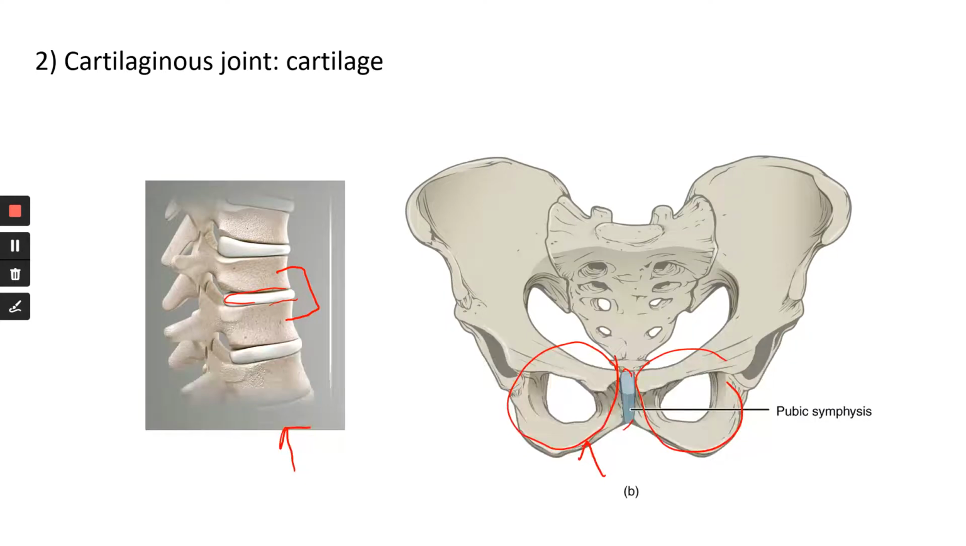So think about your spine. You can do some movement, right? It allows you to move a little bit. And also for the pubic symphysis, especially when a woman gives birth, this can be moved a little bit, right? It can open up a little bit.